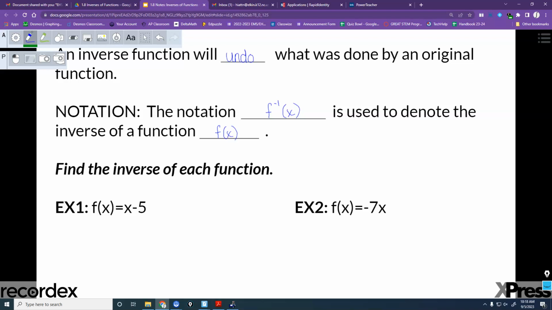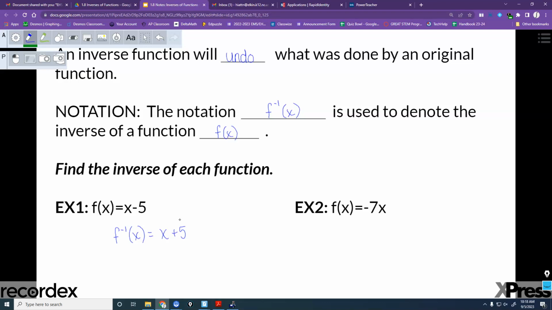So I put a couple here that I think you already know, that I don't even have to teach you anything about. If my function is x minus 5, what would the inverse of that function be? What would I do to undo what was done by f? I'd do x plus 5. You already know these really simple ones, because the inverse of subtracting 5 would be adding 5.